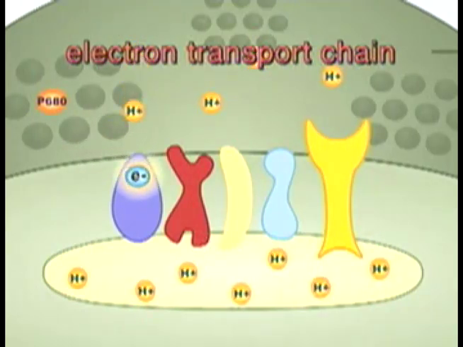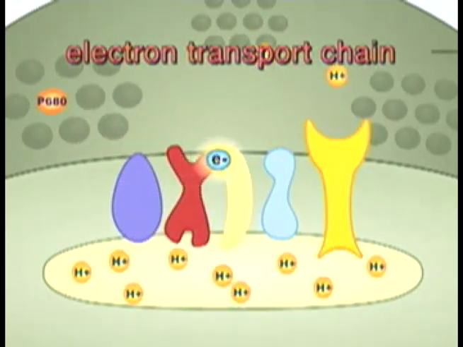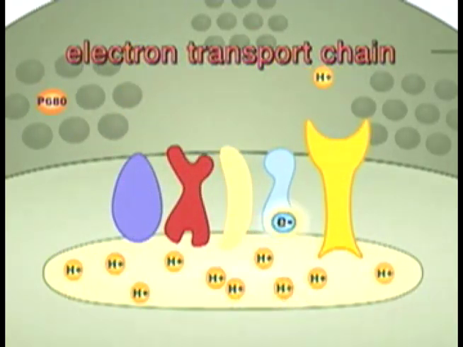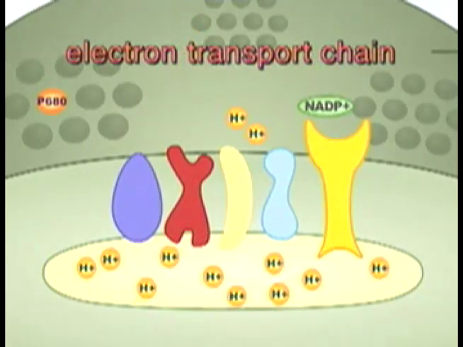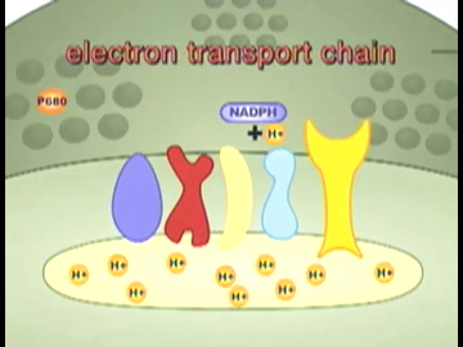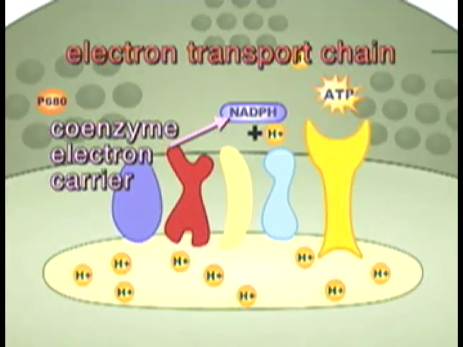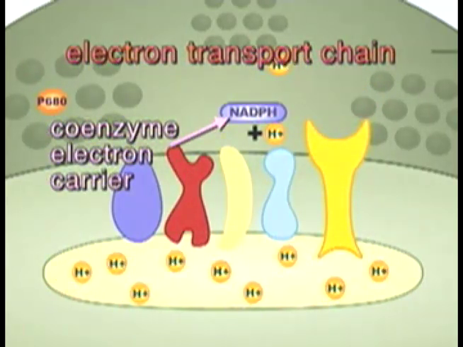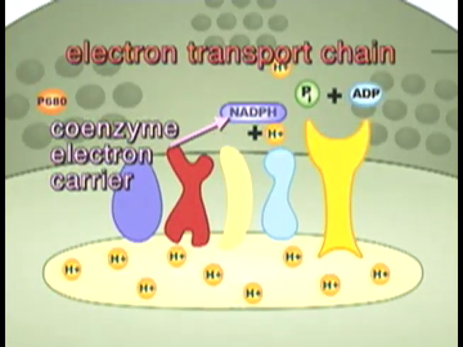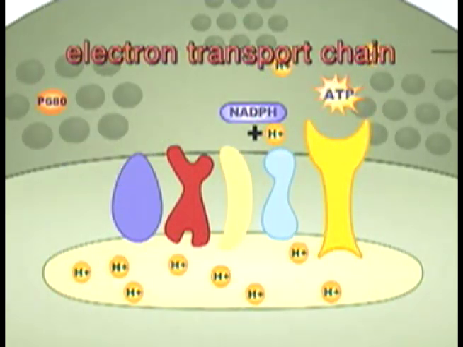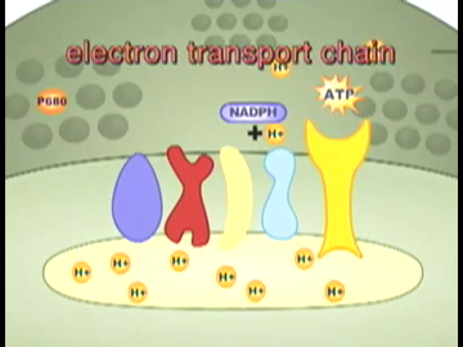As electrons are passed from one compound to the next in the chain, the released energy is captured by enzymes which convert ADP to ATP. Coenzymes such as NADP+ that act as electron carriers also assist in the synthesis of ATP. This ATP is used in the second half of photosynthesis.